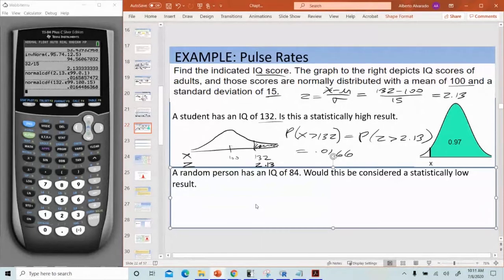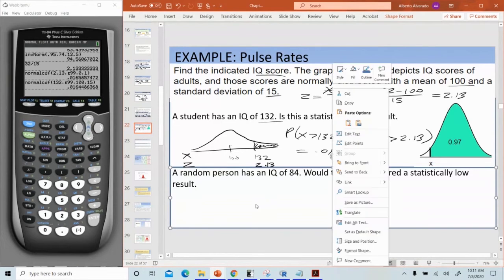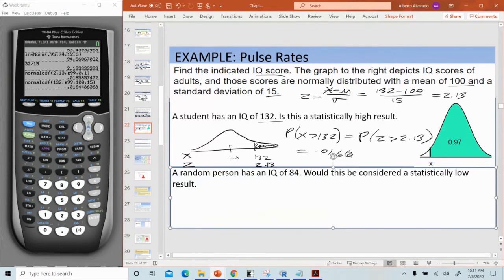Okay. So the second one is, oh, and then it asks, this is a question for y'all. Is this statistically high result right here? Is 132 IQ statistically high? That person wants to know if he's special. Yes or no? Why or why not?